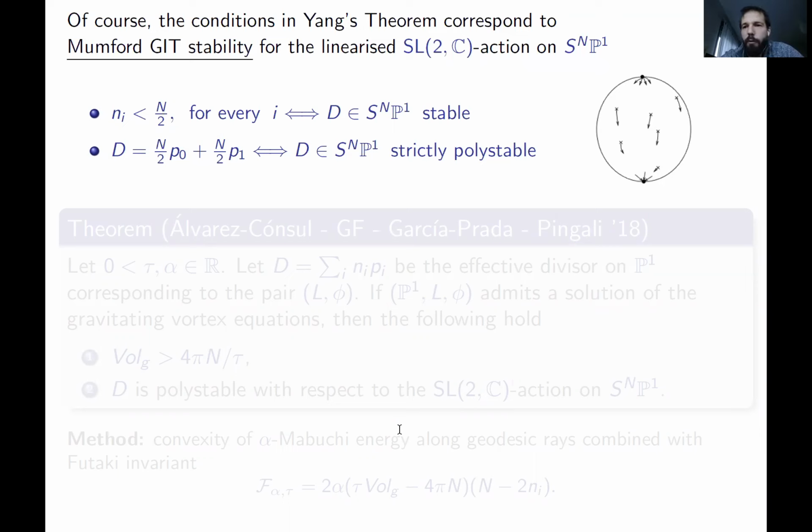Of course, we are complex geometers, so we know that the conditions in Yang's theorem correspond to the Mumford GIT stability for the action of SL(2,C) on the n-th symmetric power of P1, where n is the total degree of the line bundle, right? So these conditions that appear in Yang's theorem just tell us that the corresponding divisor is polystable. And the two different cases are the strictly stable case or the strictly polystable case.